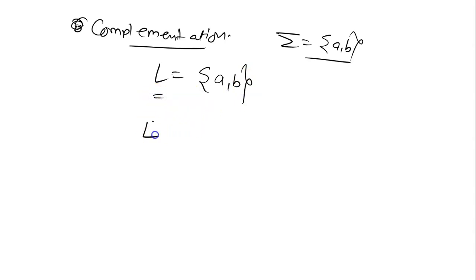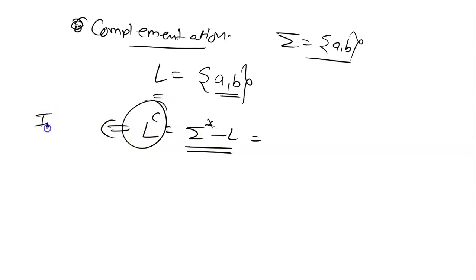Now what is L complement? We know L complement means sigma star minus L. And what will this L complement be? Basically, from sigma star we only want to remove these two strings. So you will get all the strings except a and b. You can see that this L complement is an infinite set. In this L complement you have all the strings over this alphabet except these two strings. So this is an infinite language.